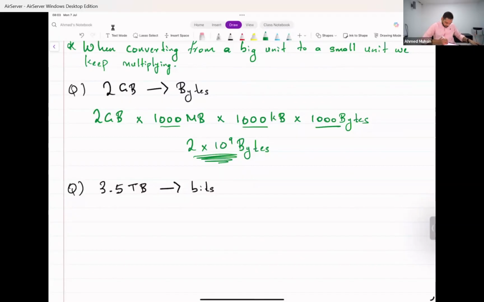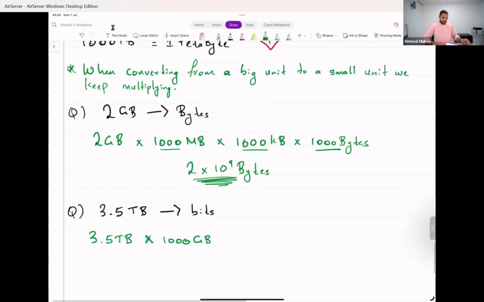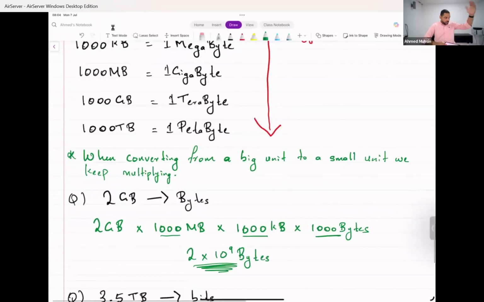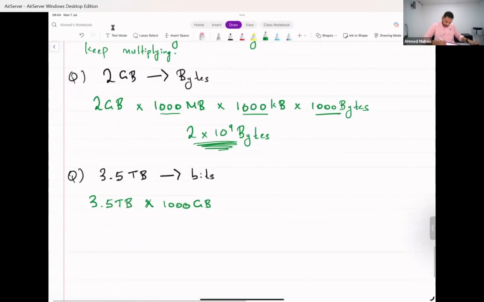Okay. So 3.5. Guys, we have TB. First, tell me this. Are we going from a big unit to a small unit or small unit to a big unit? Big to small. So then you multiply or divide? You have to multiply here. So 3.5 TB multiplied by 1000 GB. You got to GB now. Look at your table, guys. From GB, who is above? MB. Above GB, you have MB. So multiply by another 1000. 1000 MB.